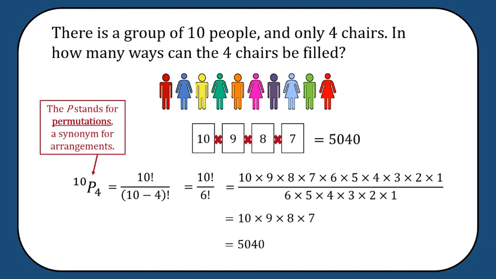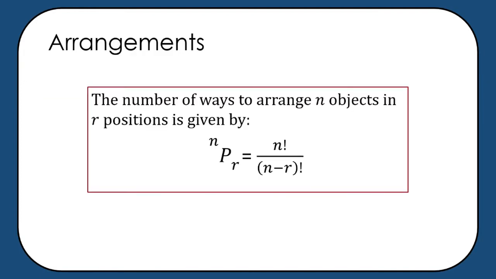So to work out a problem like this, you could set up the boxes and think about, right, I'm going to have 10 times 9 times 8 times 7 and calculate that. You could immediately go to 10 factorial over 10 minus 4 factorial, or you might, if you've got your calculator, use 10P4 straight away. So the number of ways to arrange n objects in r positions is given by nPr, which is n factorial over n minus r factorial.